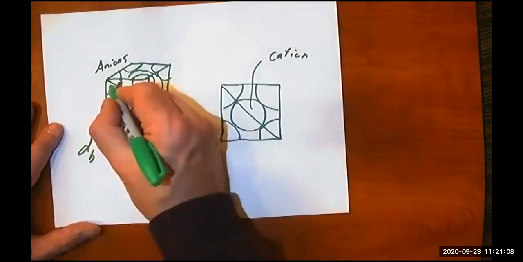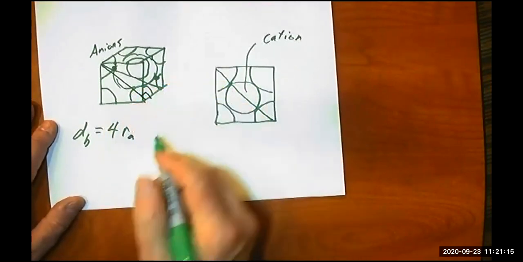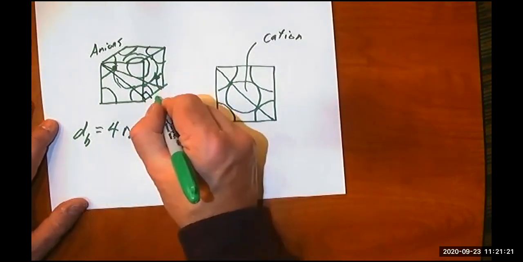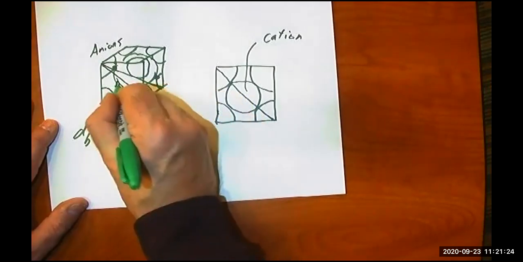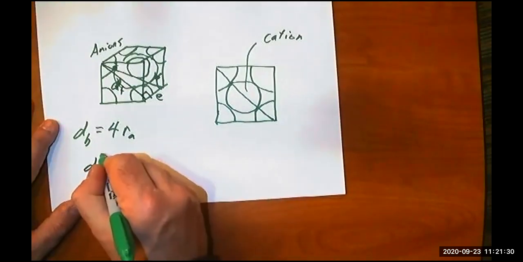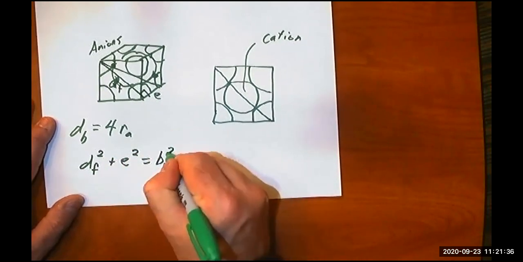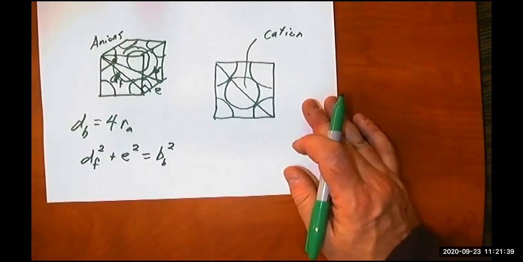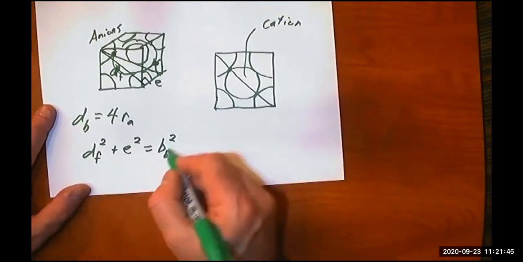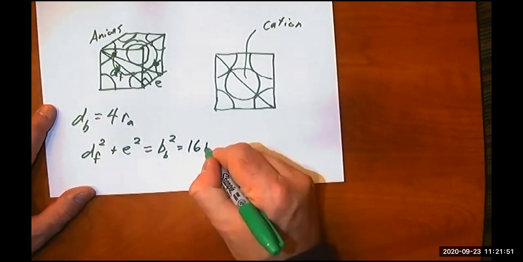Now, let's use some Pythagorean theorem, okay? So this is a right angle, and that's the face diagonal that we have there, right? So this is an edge, and this is a face diagonal. We'll call that d sub f. So Pythagorean theorem says d sub f squared plus e squared equals our body diagonal squared. Everybody with me on that? Yeah, okay. Now, we know what the body diagonal squared is, that's 4r_a squared. So this then becomes 16 r_a squared.